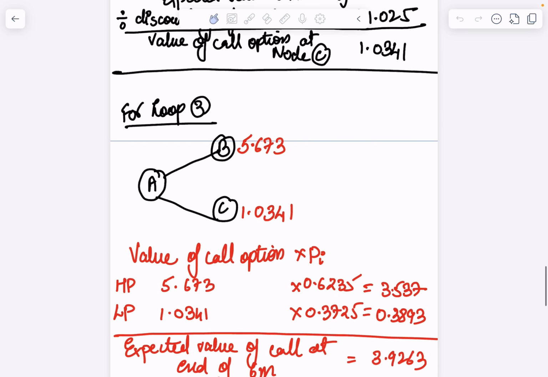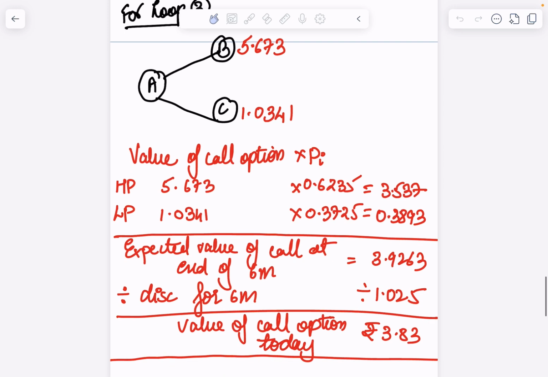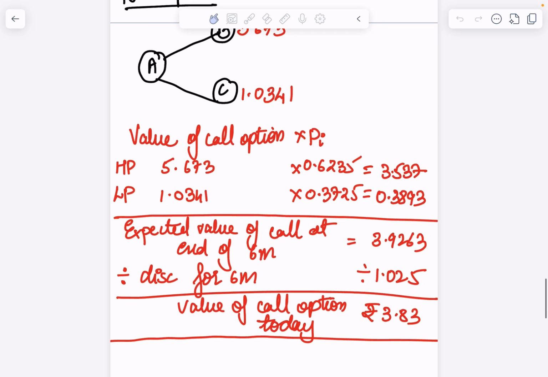And now finally we solve the final loop by substituting the values of node B and node C in A. So now we will follow the same steps again, that is by putting the value of call option and multiplying it by their respective probabilities. Then again you will get the expected value of call at end of 6 months, and then you will discount it for 6 months, and then you get the value of call option today, that is rupees 3.83.